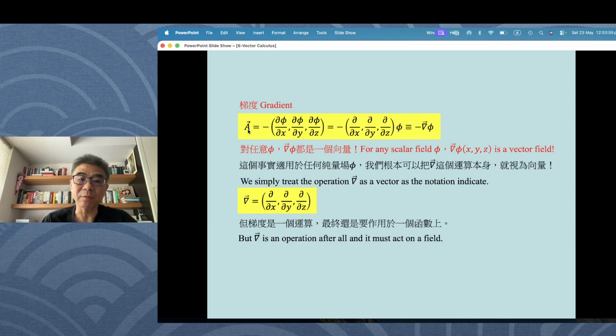That's the example we have already talked about in the last lecture. And so this notation is beautiful. Even though it needs to act on something, taken individually, it just indicates a differentiation, or you call it partial derivative, and it also indicates the three components of a vector. Whenever it acts on a function, it becomes a vector.